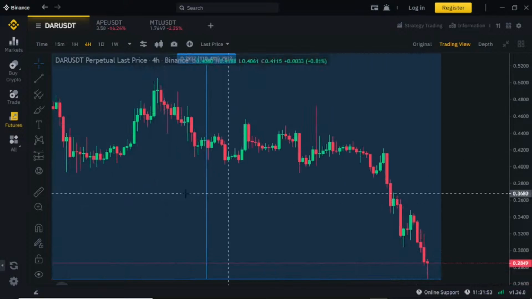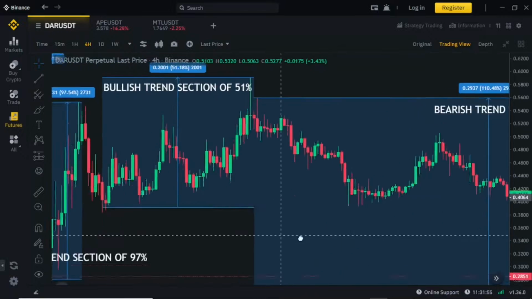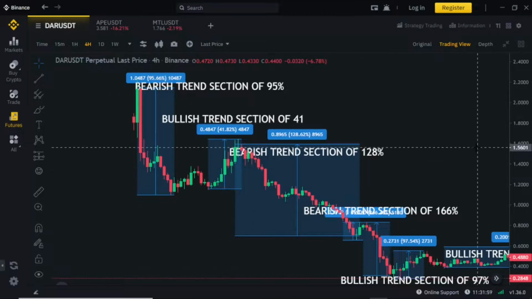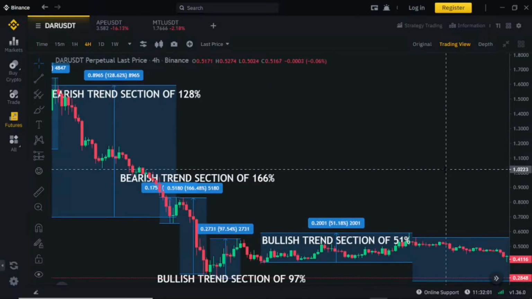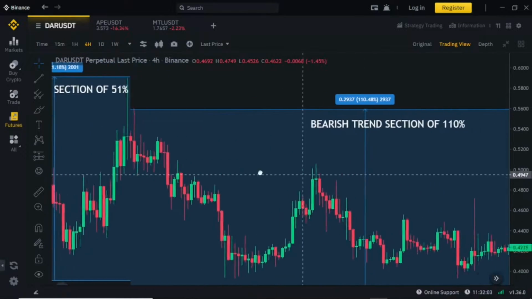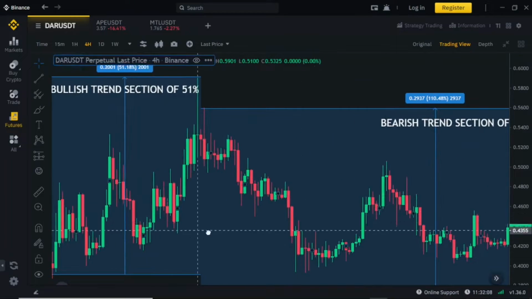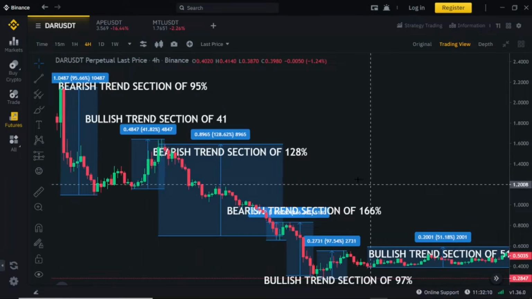So traders, now it's clear that the candlestick price chart data of any cryptocurrency is divided into bullish trend sections and bearish trend sections. The question is, how can you make use of this data to make more money when trading the cryptocurrency markets? The secret: a profitable trading strategy.